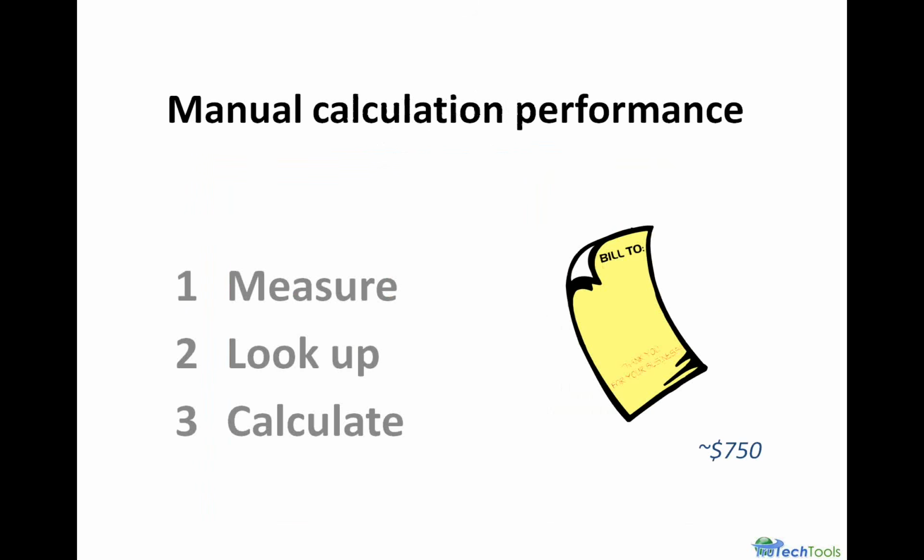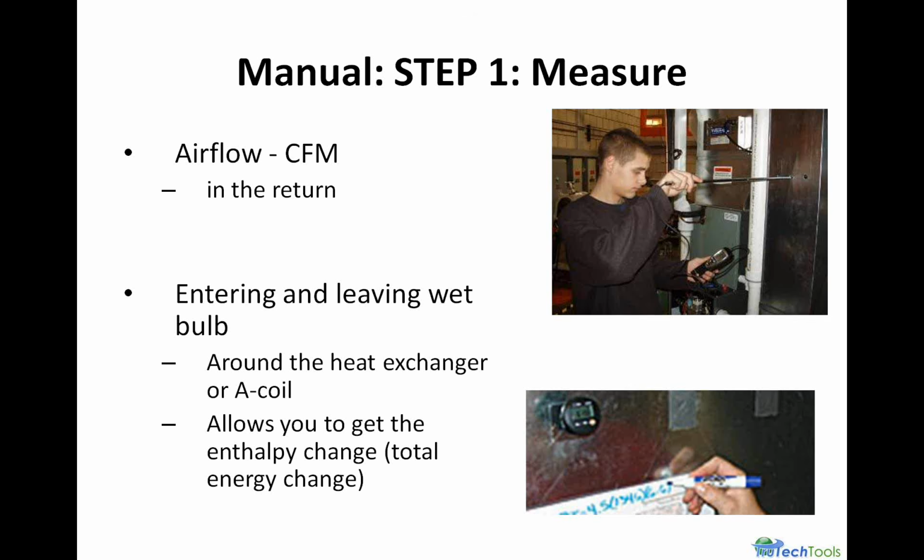All right, so let's talk about the manual calculation performance. Step 1 is to measure. We're going to get airflow in the return. We could be using a large vane. We could be using a small vane, but we've got to get an accurate airflow measurement.